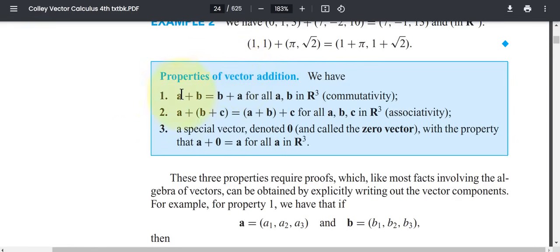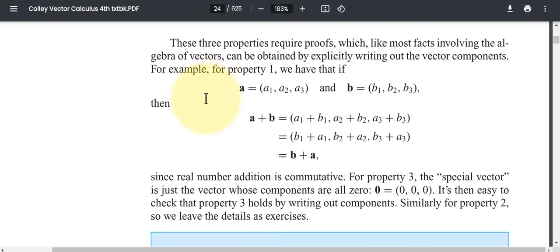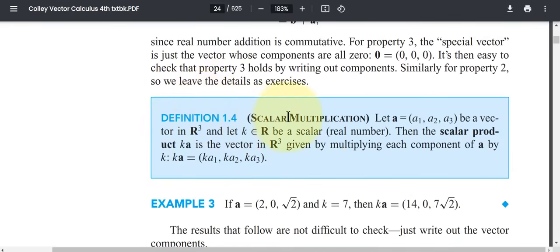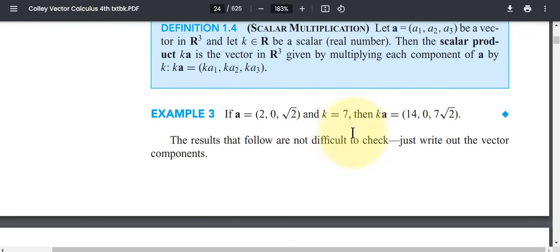Now we might want to discuss multiplying vectors, but that's not what we're going to do next. We are going to discuss multiplying a scalar times a vector. So just a regular number times a vector, and that is called scalar multiplication. That is, for example, something like this. You have this vector and you want to multiply it by this number, 7. So what do we mean by that?